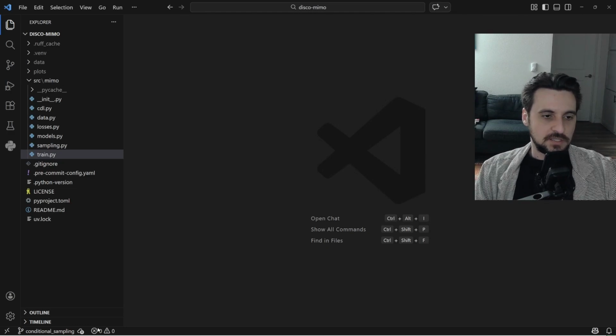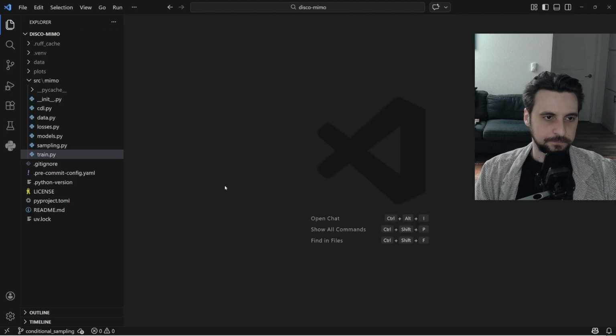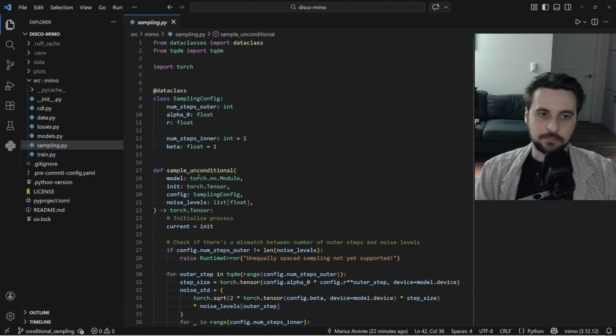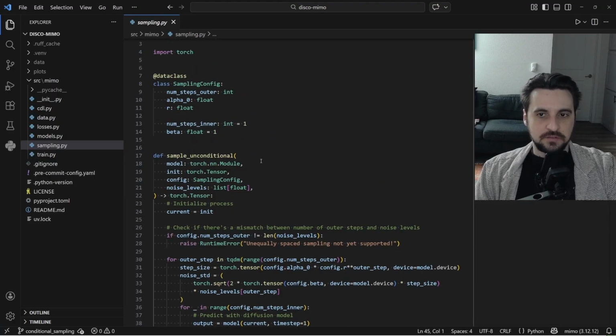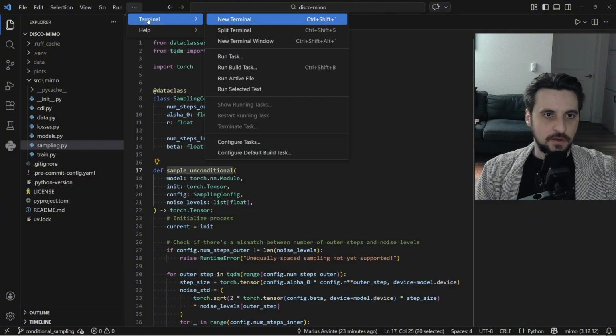Okay, so let's see how the coding is gonna go. Last time we implemented the unconditional sampling, which is without any observations, right? So it's really not too hard. Maybe we can generalize this function. Maybe we don't even need to write another function.